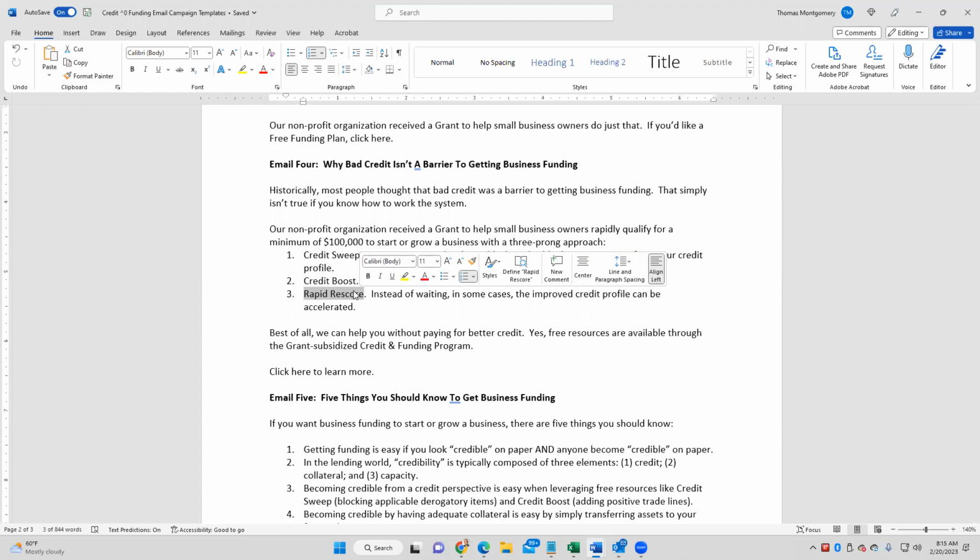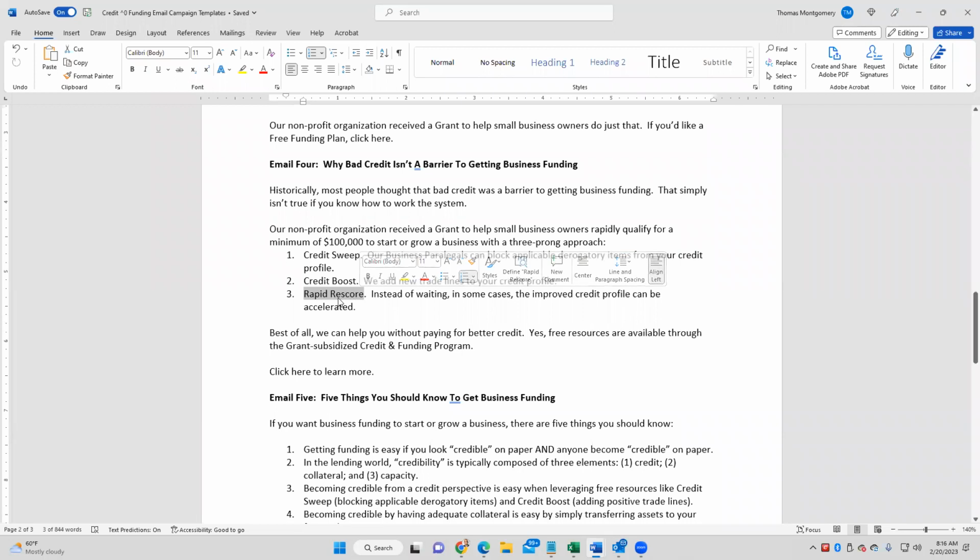We can get a private loan, which wouldn't show on their credit report. We can get a private loan, pay off the credit cards. Instead of waiting for the reporting cycle to go through, now we have the ability to do a rapid rescore. So get that immediate benefit instead of waiting. That's something we've kind of had access to in the past, but we're leveraging that more now.